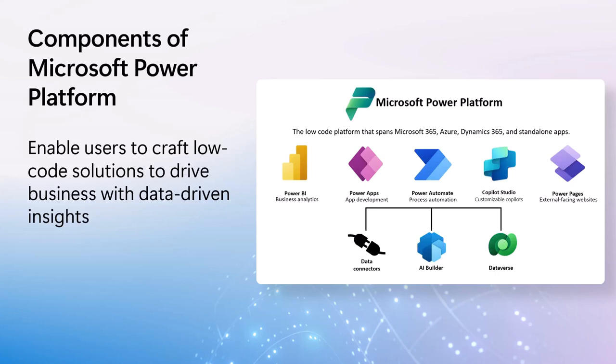Microsoft Power Platform is composed of 5 key products: Power Apps, Power Automate, Power BI, Copilot Studio, and Power Pages. Microsoft Power Platform connects natively to Dataverse and can reach out to third-party services using Data Connector, and uses AI Builder to create and build AI models to optimize business processes.